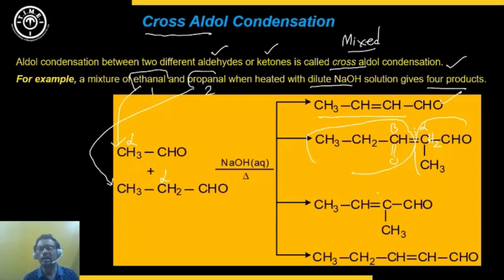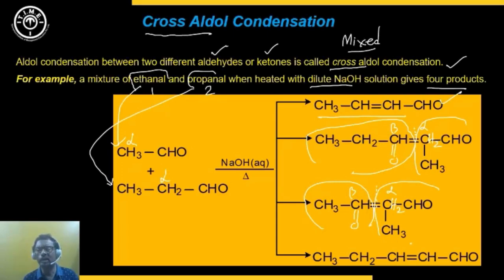Now let us look at the third case. Alpha, beta. Break this. On the alpha, put 2 hydrogens. On the beta, put a double bond O. So this is ethanol, and that is propanol. Yes. So carbanion 1 hitting carbonyl 2, correct?